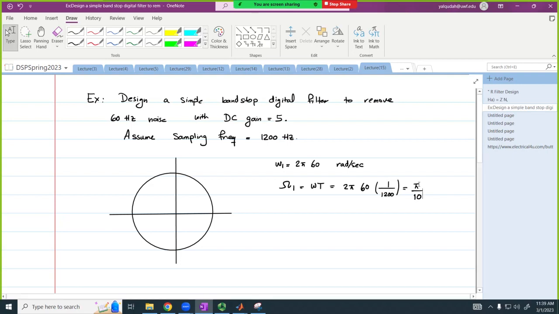Okay, so where do I have to place the zero? Pi over 10. So at this frequency, this omega 1, which is pi over 10, I'm going to place a zero. And I'm going to place another zero. And then I'm going to place a pole at this location here. This distance is a.